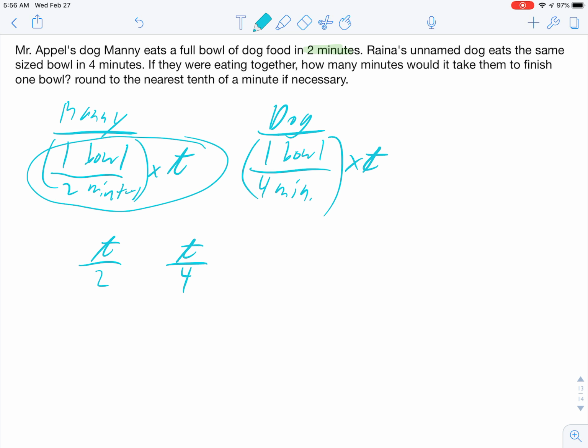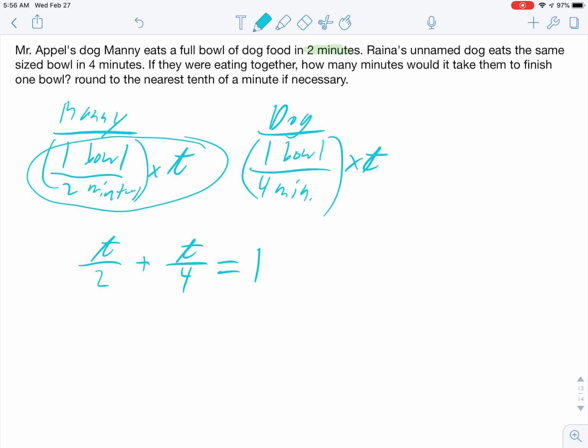And so the idea is, if they're eating together, we can add those two quantities together. So again, this represents the amount of food that Manny's eating. This represents the amount of food that Raina's dog is eating. And what we're interested in is what value of t will make the total amount they eat be equal to one bowl. And so that is the equation we're trying to solve.